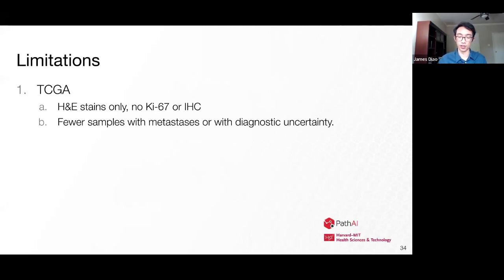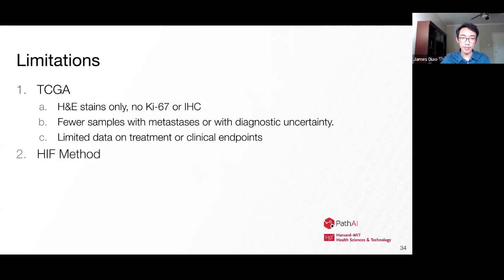TCGA also has very few samples with metastases. The only cancer type that did was skin cutaneous melanoma, and not enough to do a separate stratified sub-analysis, although we did try. And then it's also underrepresented in samples that have more diagnostic uncertainty. And then there's more limited data on treatment or clinical endpoints compared to data available through, for example, some of the commercial partners that we would work with.